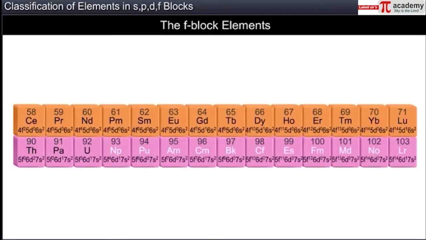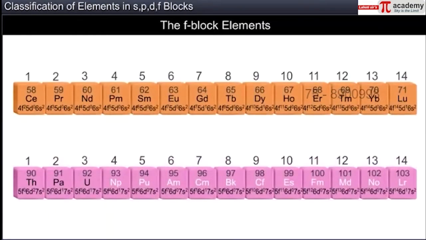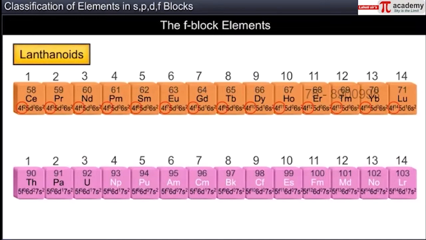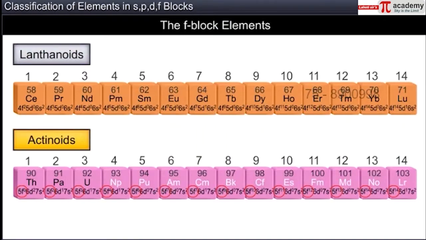There are two series of F block elements with 14 elements each. The elements in which the differentiating or the last electron enters into the 4f orbitals are called lanthanoids, whereas the elements in which the last electron enters into 5f orbitals are called actinoids.